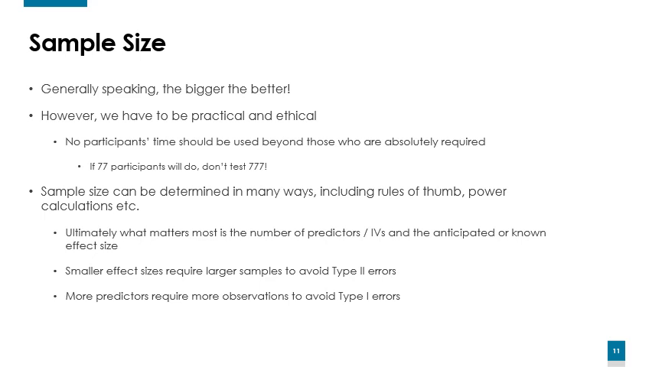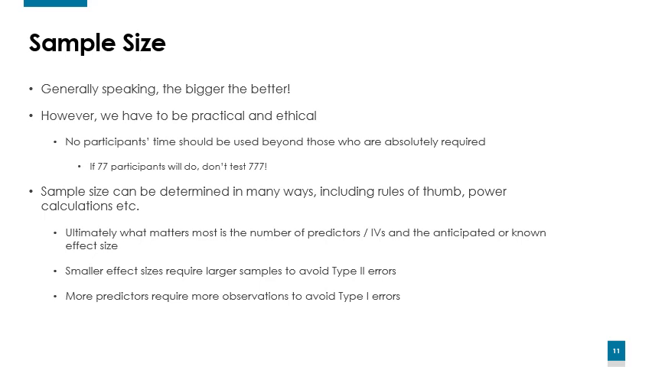If you're looking for a smaller effect size, or the effect size that you're anticipating is a small effect size, you typically require a larger sample to avoid one of these type 2 errors. And the more predictors that you are entering into your model, be it in an analysis of variance or in a regression, you require more observations to avoid these type 1 errors. And this is maybe a useful point to pause and just refresh yourself about what we mean when we talk about type 1 and type 2 errors.